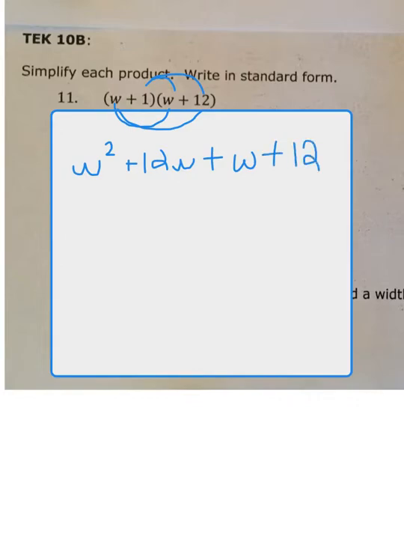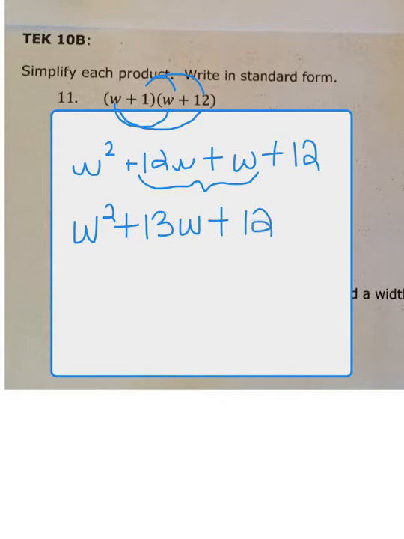Now that I have everything multiplied, I need to look at it and make sure that I have combined everything that can be combined, and then make sure that it is in standard form. So when I look at this, I notice that these w's can be combined. So I'm going to end up with w squared, and then 12w plus w is 13w, and then plus 12. So the powers are in decreasing order. I have w squared and then a w and then no w at all, and nothing else can be combined. So this is the answer to number 11.